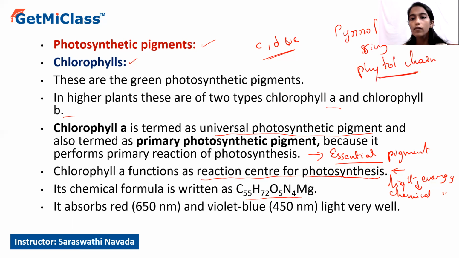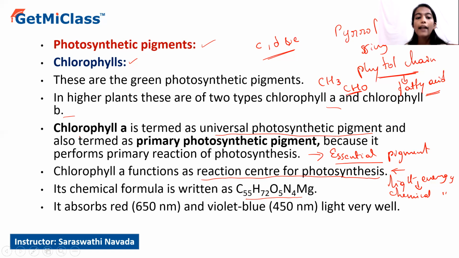This pyrrole ring will have magnesium as a central metal ion, whereas the phytol chain is a fatty acid chain. In chlorophyll A and B, the difference can be seen in this group, where chlorophyll A will have a methyl group, and chlorophyll B will have an aldehyde group. So structural details of chlorophyll B we'll see further along with the diagram.